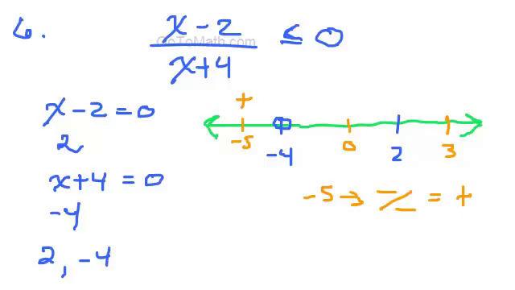Okay, so let's take a look at 0. Plugging 0 in, you get a negative in the numerator and a positive in the denominator. So that's negative over positive, and a negative number over a positive number is a negative number. Then we look at 3. We get a positive over a positive, and a positive number divided by a positive number gives a positive number. I guess I should have been writing this up here.